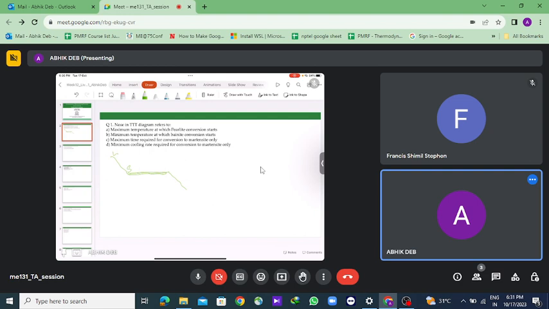Okay. Yeah, the shrinkage allowance of the pattern, that is the shrinkage allowance given to the pattern. Okay, so is it clear to you, that S2S part?